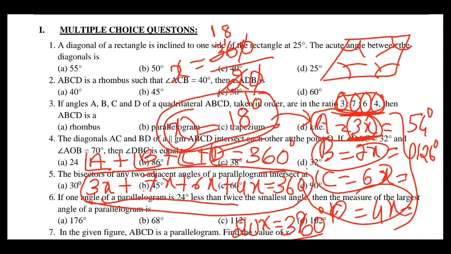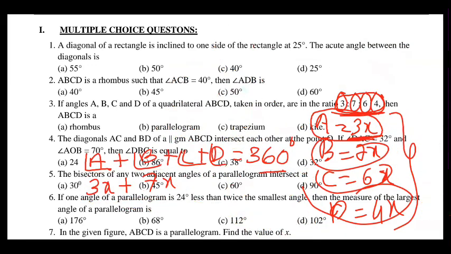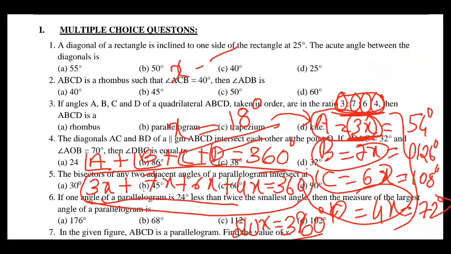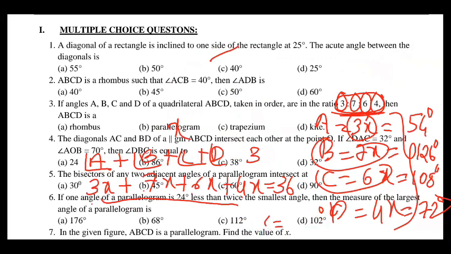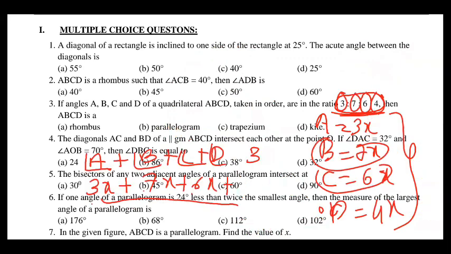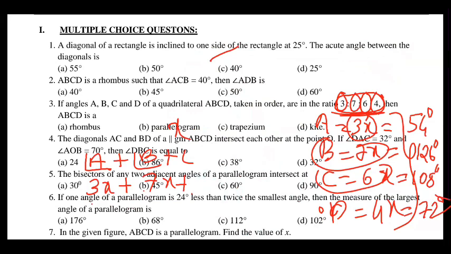126. Excellent. What is 6 into 18? 108. Okay, what is 4 into 18? What is 18 into 4? 72 degree. So, how many angle A, angle B, angle C, angle D of the quadrilateral we have gotten this way? Can it be a rectangle, beta?